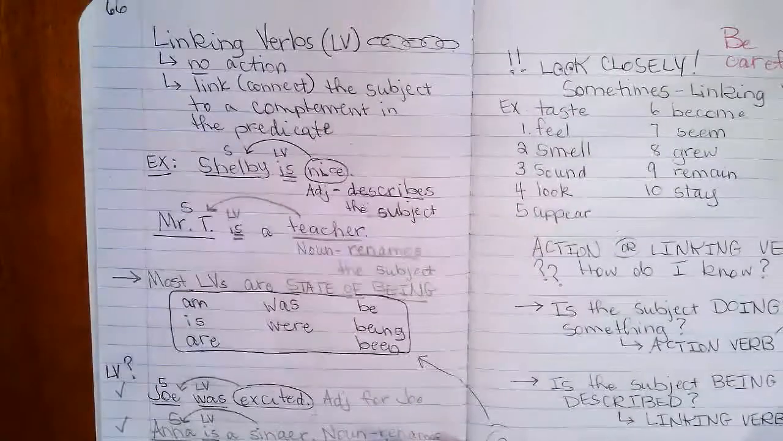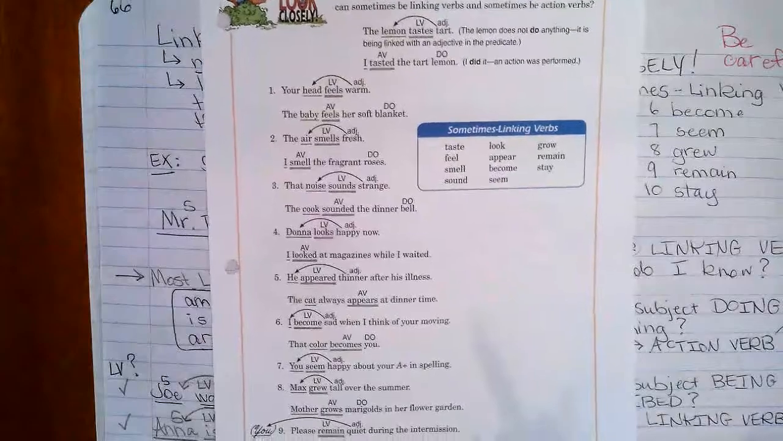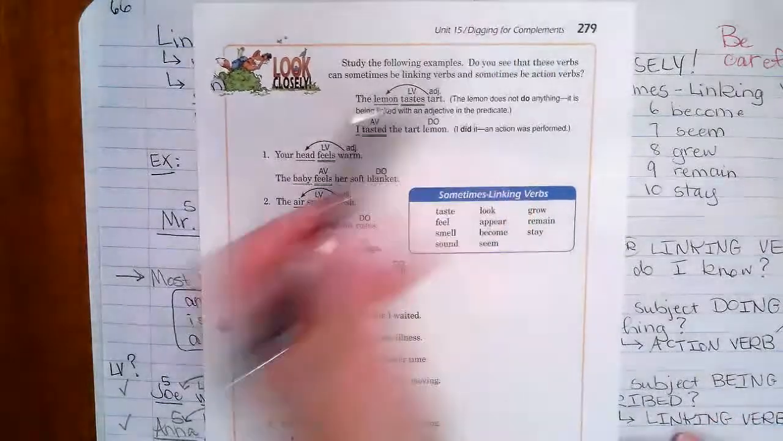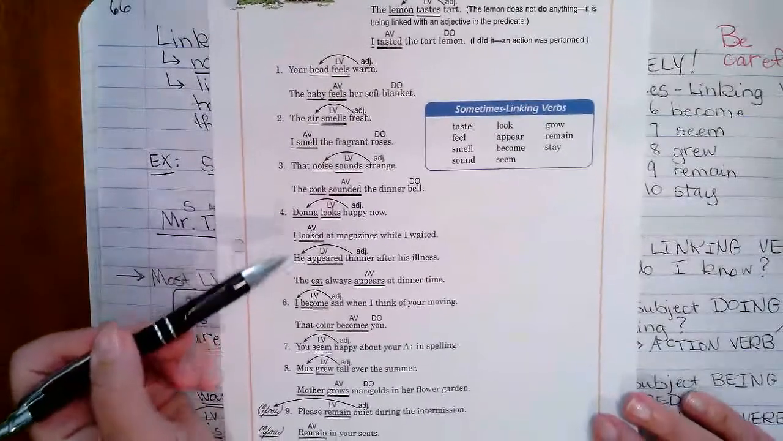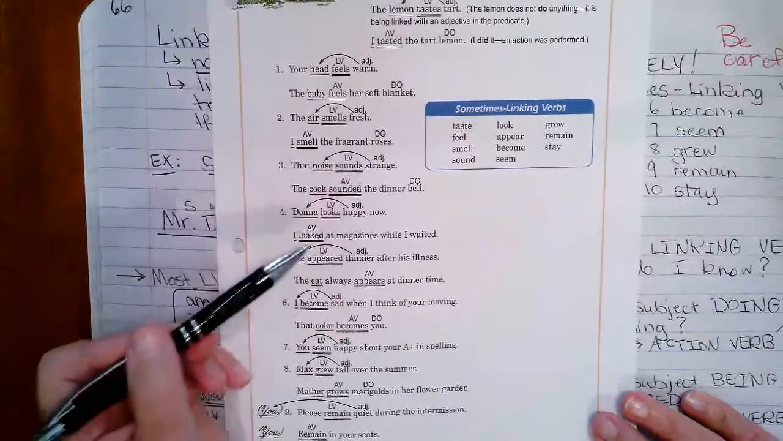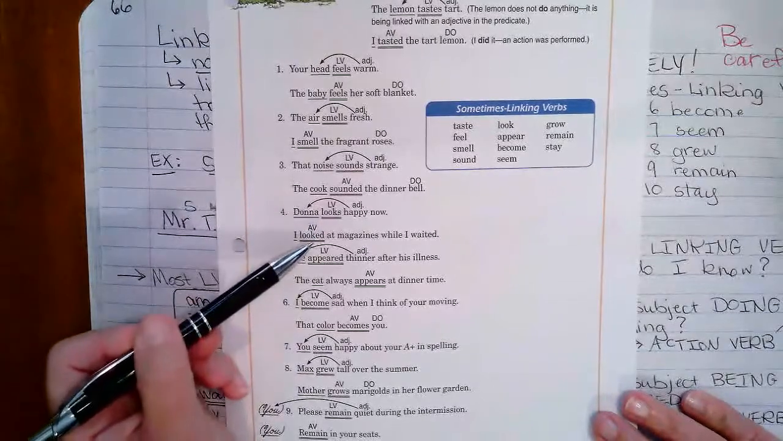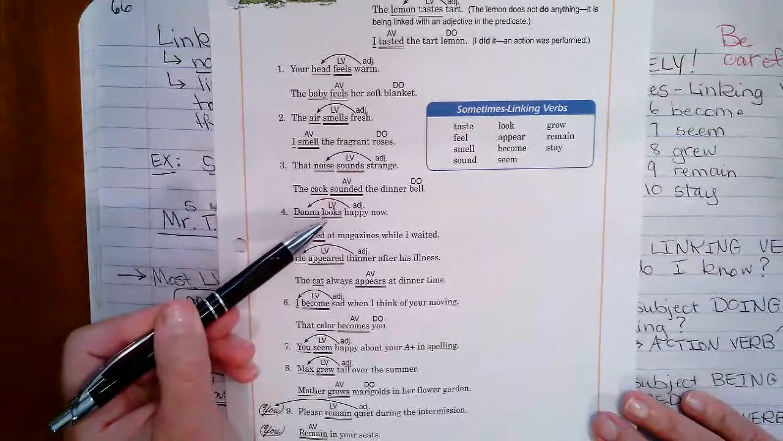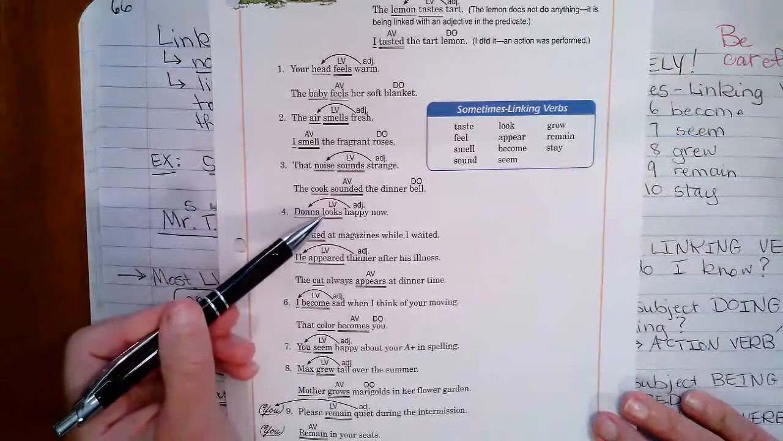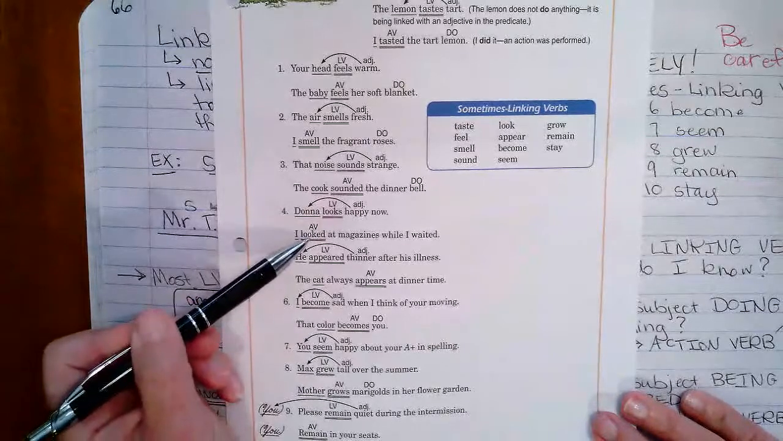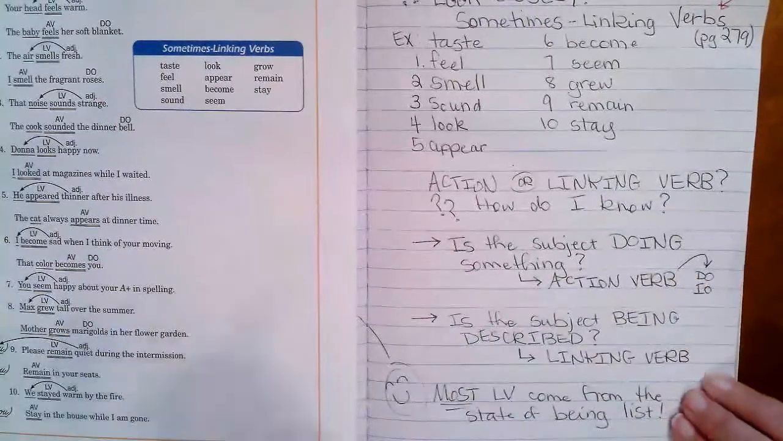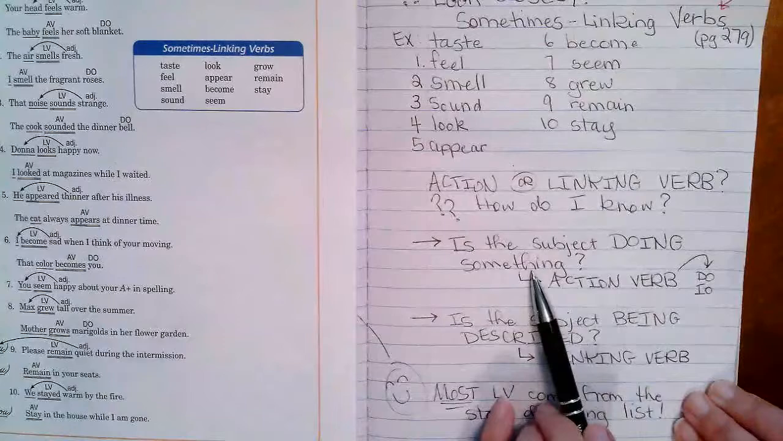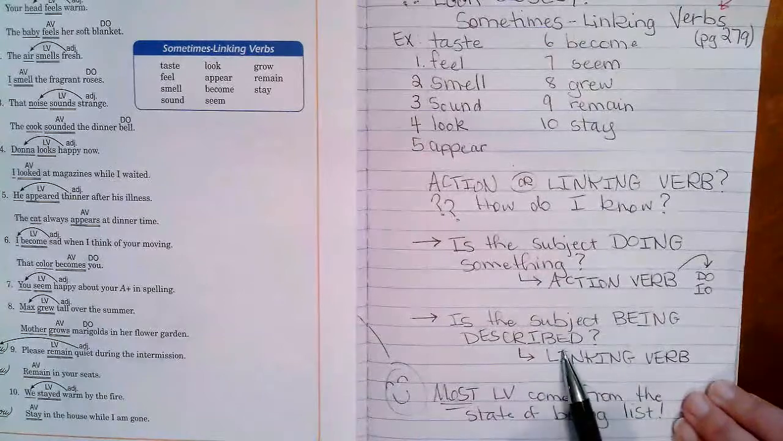Okay, so here's what I want you to do. We did not go over all of these sentences. Okay, I want you to take time to go to this page and look at these sentences and pay attention to how the same verb got used, but according to what's going on in the sentence, sometimes it's a linking verb, but sometimes it's an action verb. So it's important to ask yourself if the subject is doing something or if the subject is being described.